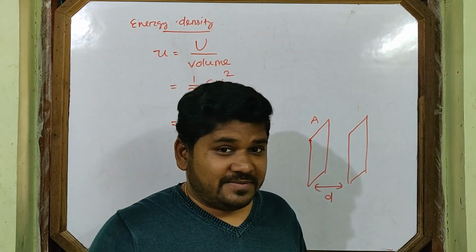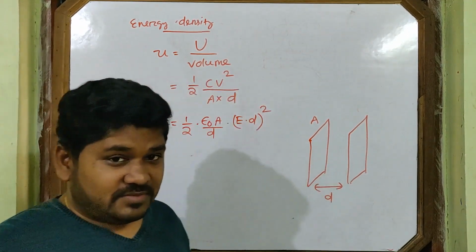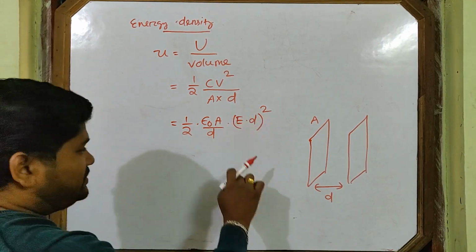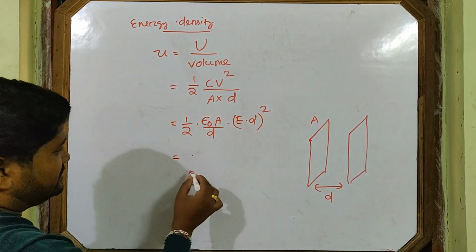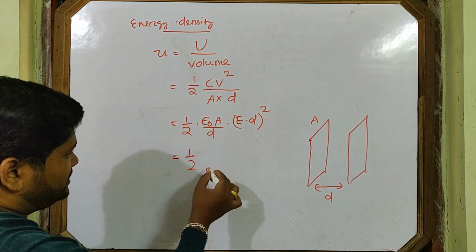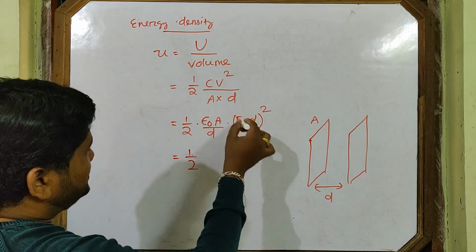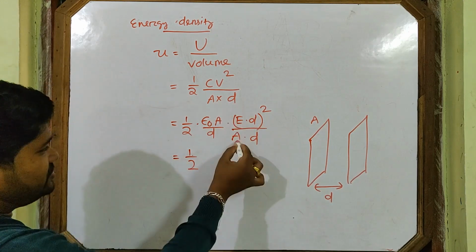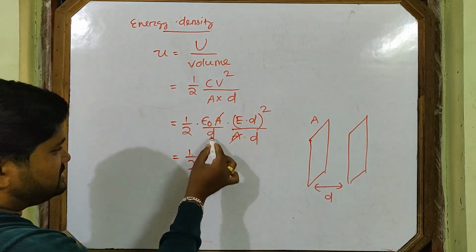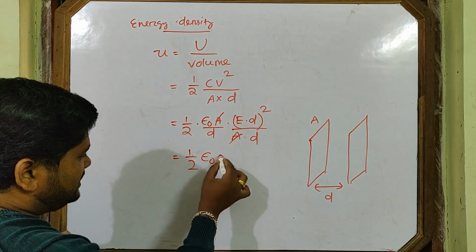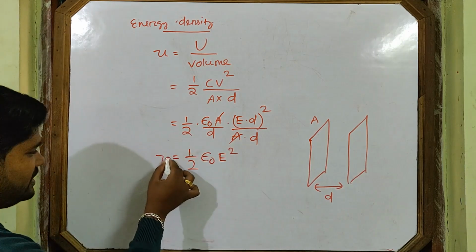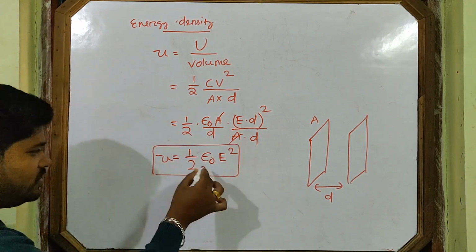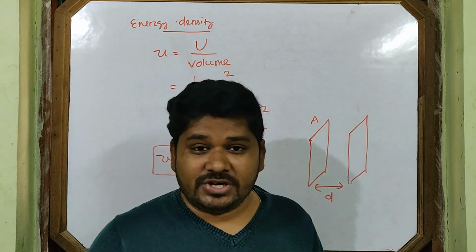Relation between electric field and potential difference we have done. V is equal to E into D. Then, put it in, we are left with A into D here. A into D also was in the denominator. A cancels, D square cancels. Epsilon naught E square. This is the energy density of the capacitor.